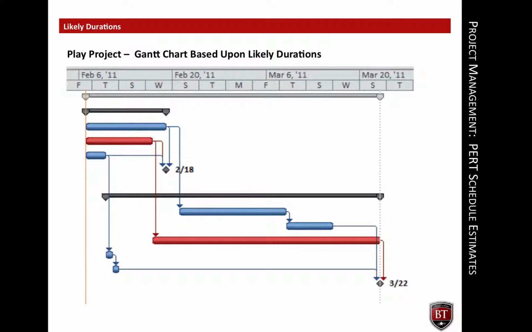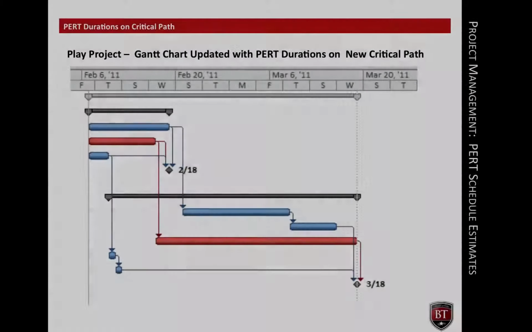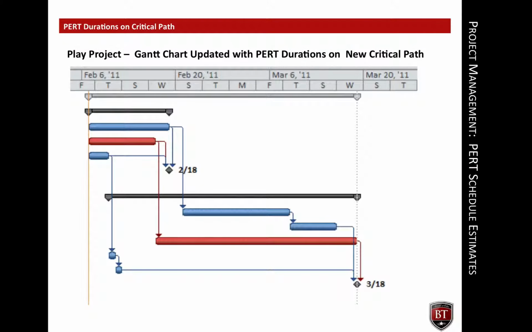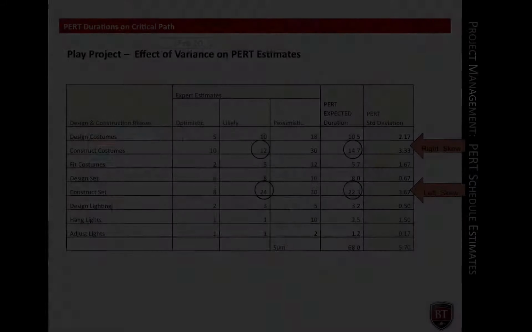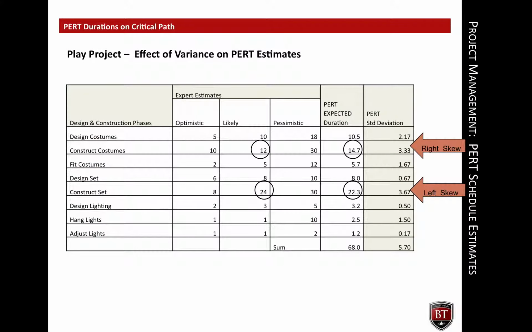This slide shows the critical path after the tasks on the critical path have been updated with PERT estimates. Although the design phase continues to be scheduled to be completed on February 18th, the construction phase is now scheduled to be completed on March 18th, 4 days earlier than the unadjusted schedule. The two tasks on the critical path, construct costumes and construct sets, have arrows next to them on the right-hand side of the respective rows.